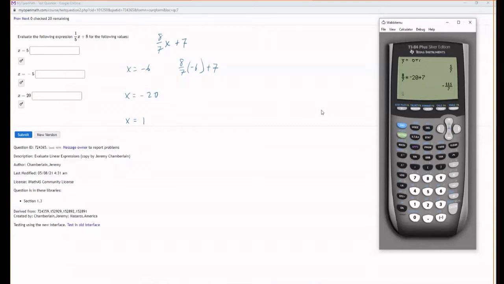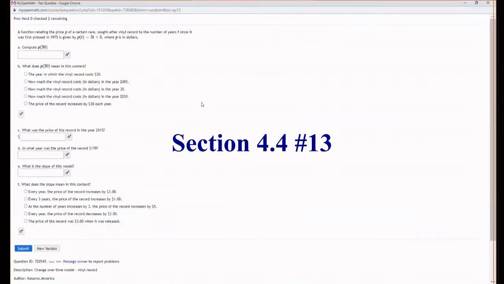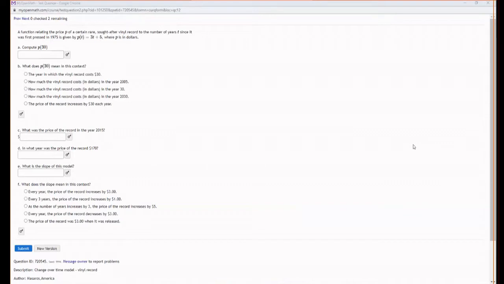So let's look at section 4.4, question 13. Okay, so a function relating the price P of a certain rare sought-after vinyl record to the number of years T since it was first pressed in 1975 is given by P of T equals 3T plus 5, where P is in dollars. Okay. So first we're going to compute P of 30.